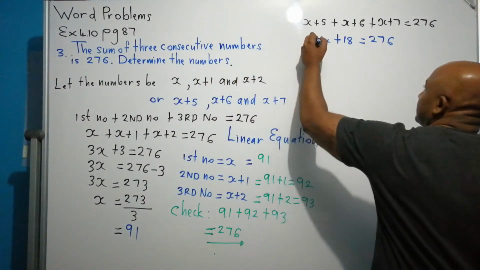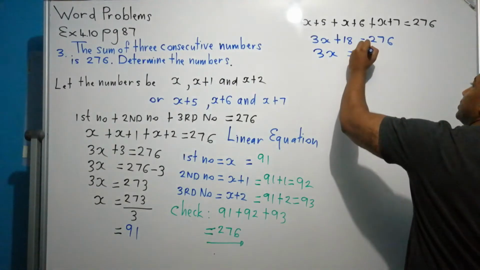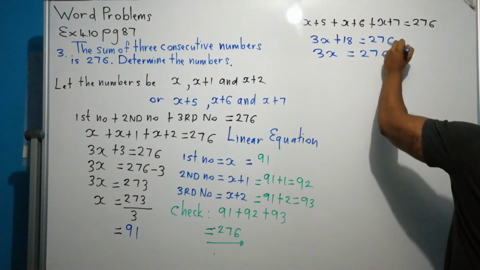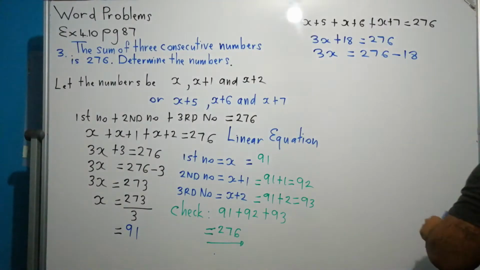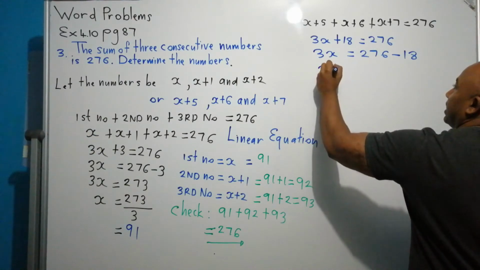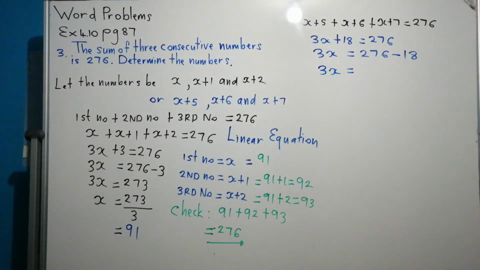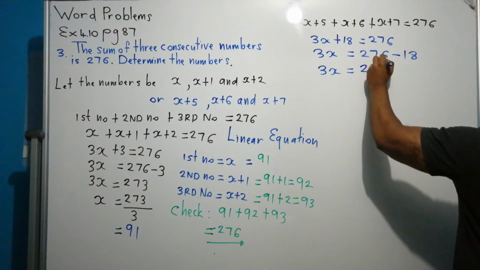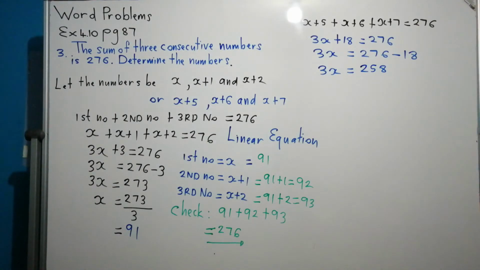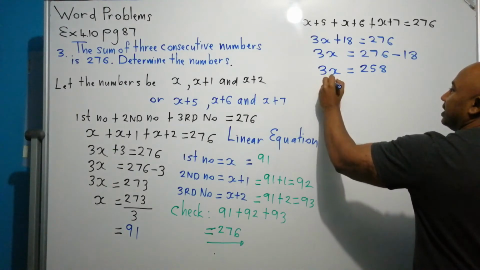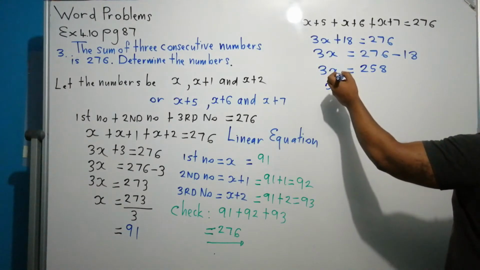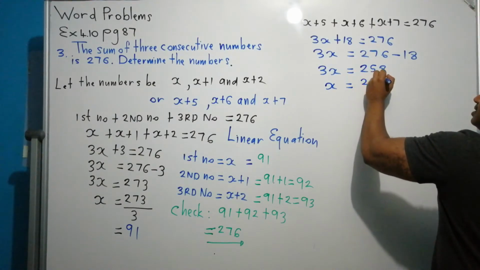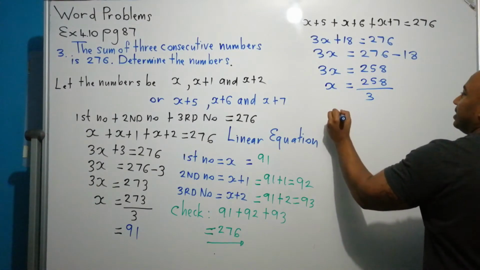Okay, so now 3x is equal to 276 minus 18. Therefore, 3x is equal to 276 minus 18, which is 258. Now we get x is equal to, you divide by 3 on both sides, so that's going to be 258 divided by 3.